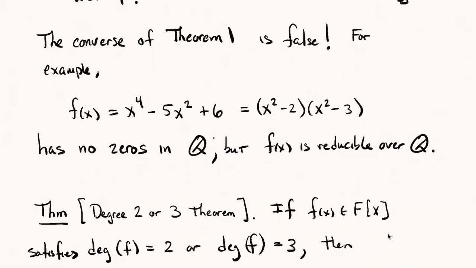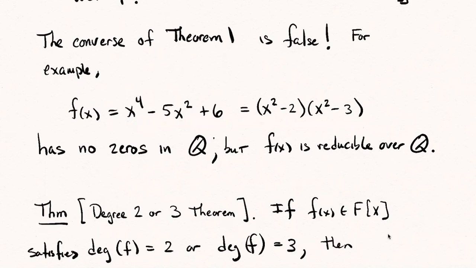The converse of that theorem is false, unfortunately. The theorem says that if you're irreducible, you have no zeros. But it's not true that if you have no zeros, you're irreducible. I've got just a quick example for you here. Here's a 4th degree polynomial over Q. It's clearly reducible. You can stop the video and check my math, but that fourth degree polynomial factors over Q into those two quadratics.